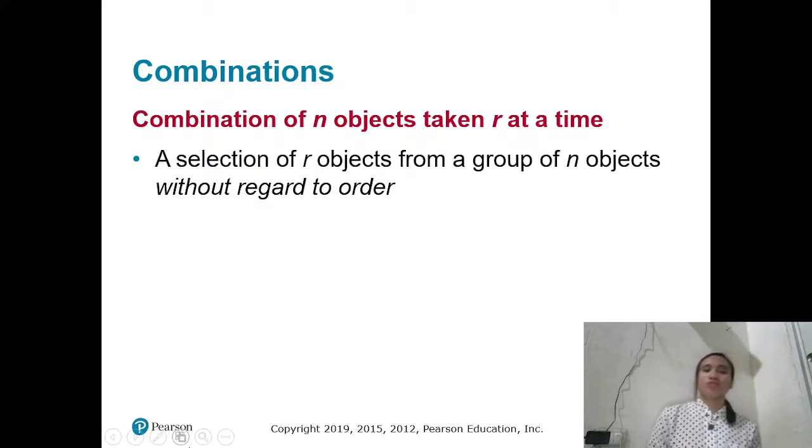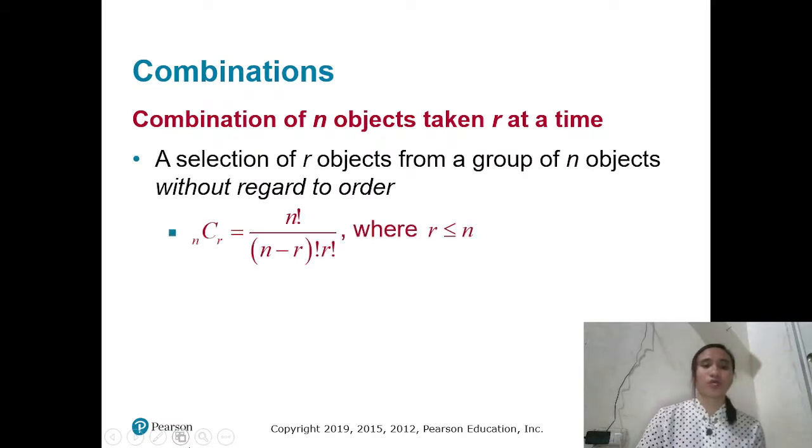Combination. A combination of n objects taken r at a time is a selection of r objects from a group of n objects without regard to order. The combination of n and r is equal to n factorial over n minus r factorial times r factorial. This is the formula for combinations of n objects taken r at a time.